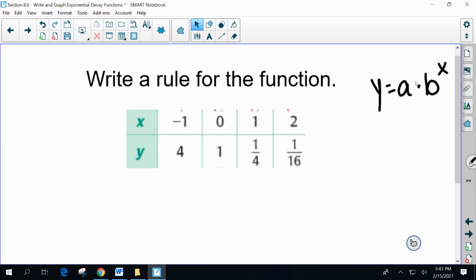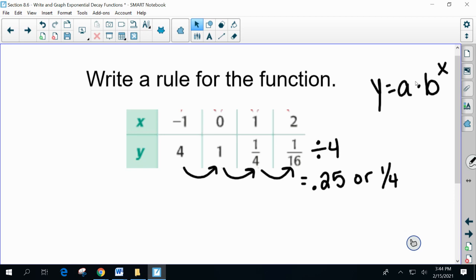And remember that b was whatever was happening to each number each time. In this case, it looks as though it is dividing by 4. But instead of dividing, we have to look at this as what do you multiply by? What would you multiply by for the equivalent of dividing by 4? The answer would be 0.25 or 1/4.